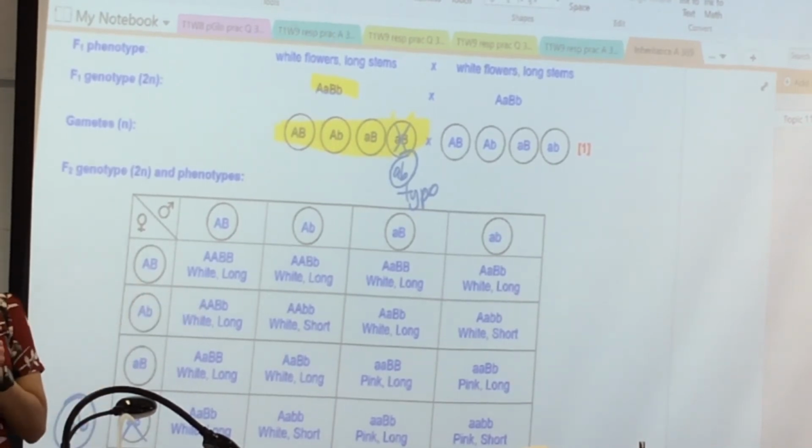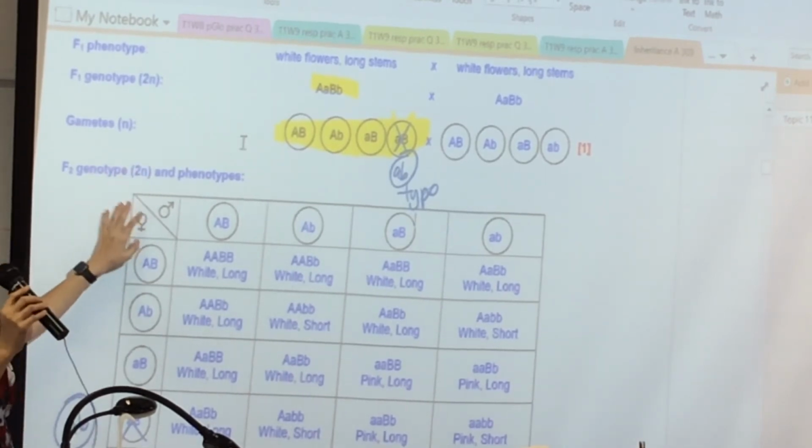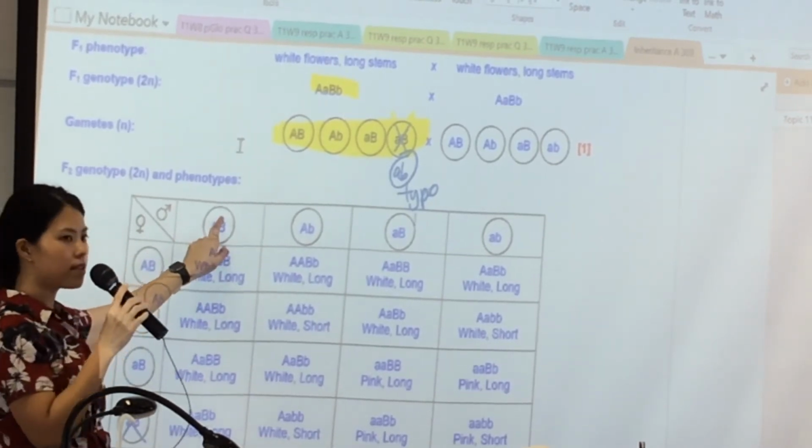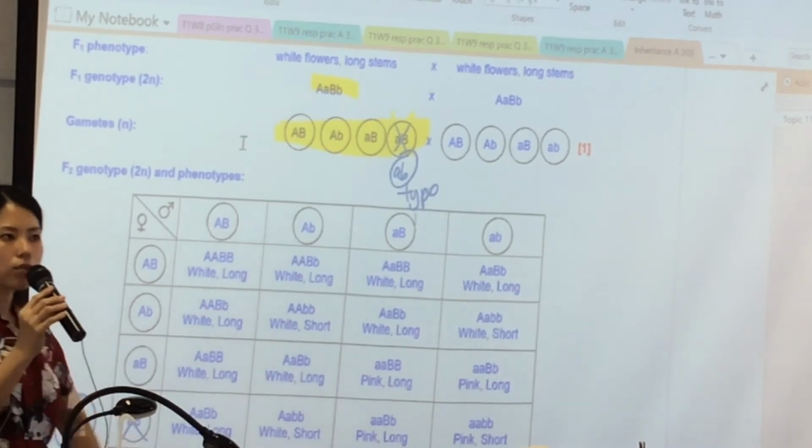Alright, so question, is it compulsory to draw a Punnett square for this question? Just now, do you notice the Punnett square for your parents? No, that one you don't need. But for this one, you need to. Why? Because it's more complicated, right? You need to show that I fuse this gamete with this gamete, I get that. So you need to draw a Punnett square.